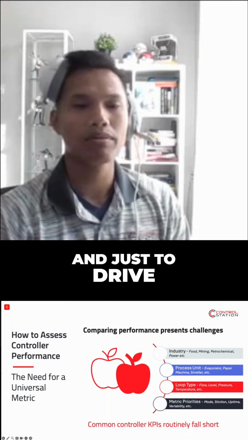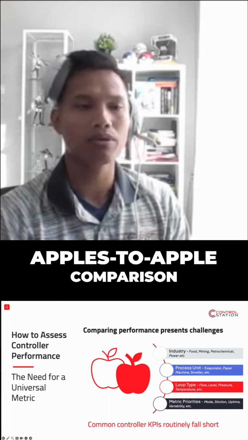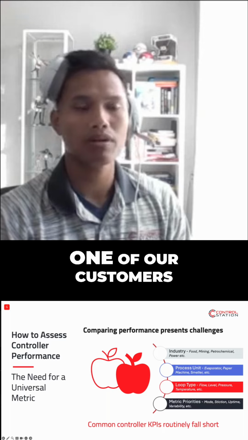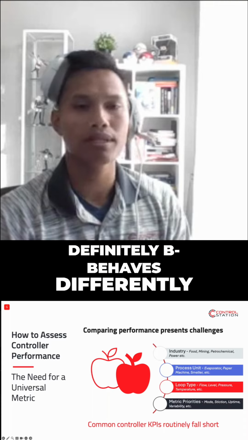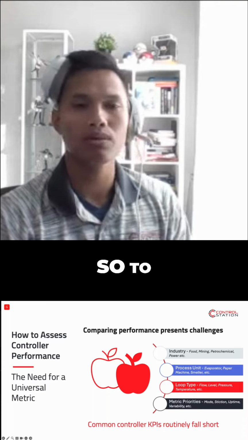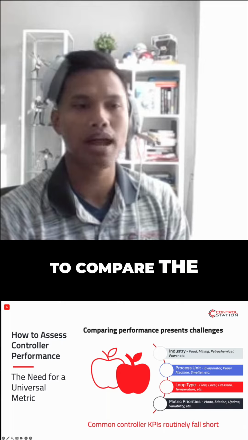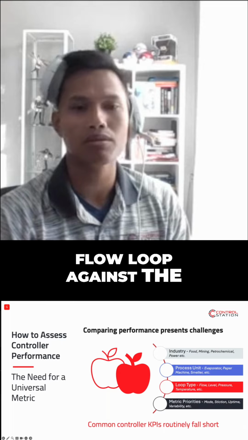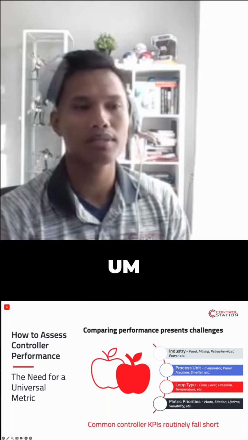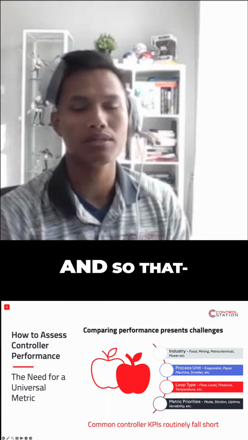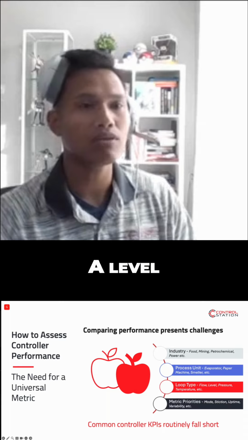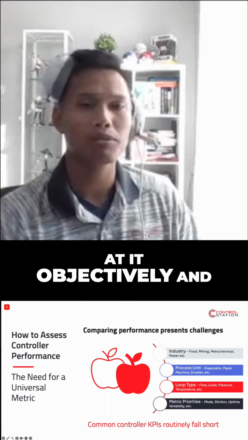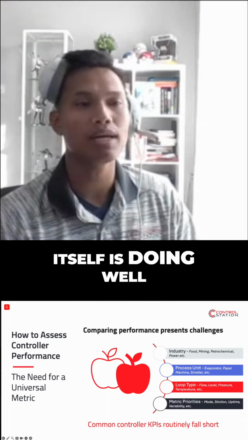Yeah, and just to drive home that point, the need for apples-to-apples comparison, right? One of our customers knows that the flow loop definitely behaves differently from their level loop. So to compare the absolute error of the flow loop against the absolute error of a level loop is not useful at all. And so there's the need for, I don't care if it's a flow or a level, how can I look at it objectively and know that the controller itself is doing well? That's really what's necessary.